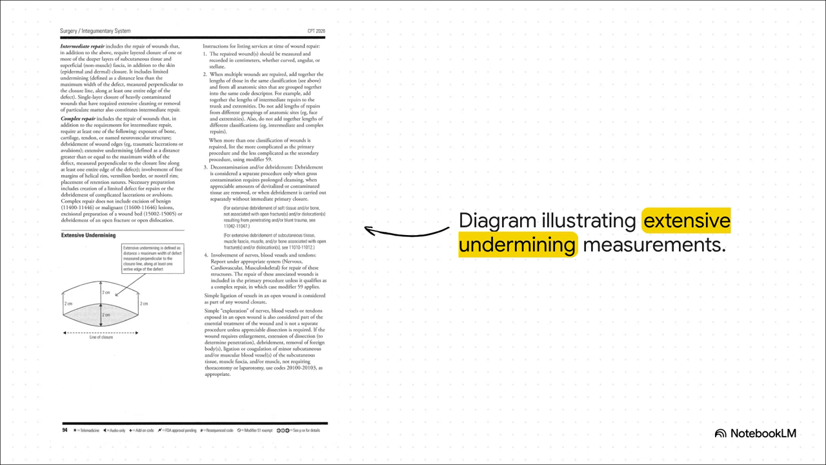Let's lock this concept in. If you follow the line of closure down the middle of this defect, the maximum width is 2 centimeters. Now, notice those arrows pointing outward under the skin? The surgeon has undermined or freed up the tissue for a distance of 2 centimeters. Because that 2 centimeter undermining distance perfectly matches the 2 centimeter maximum width of the defect, it officially qualifies as extensive undermining. And just like that, this procedure gets bumped up into a complex repair code.